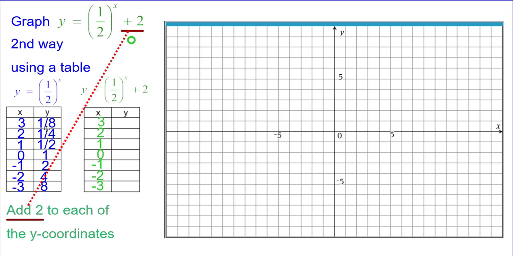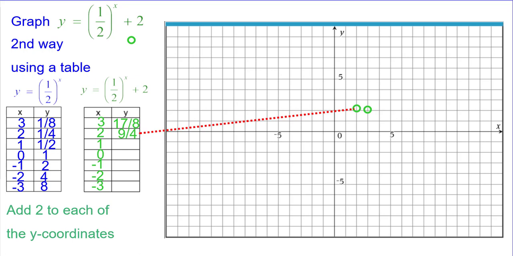Now for this first one, 1/8, adding 2 to that would be 1/8 plus 16/8, which is 17/8. So we would plot 3, 2 and 1/8. 1/4 plus 2 is like 1/4 plus 8/4. So that would be 9/4. So over 2 and up 2 1/4.